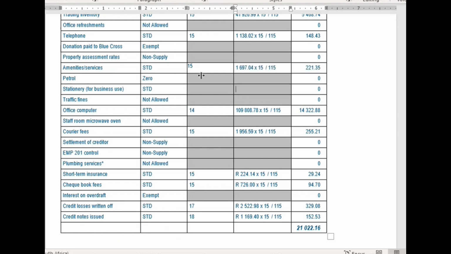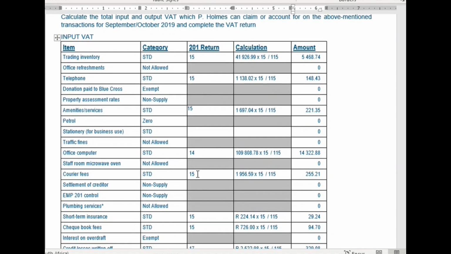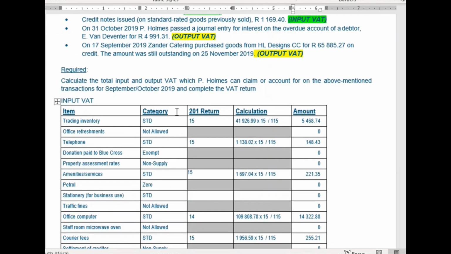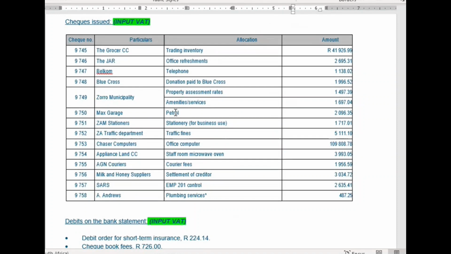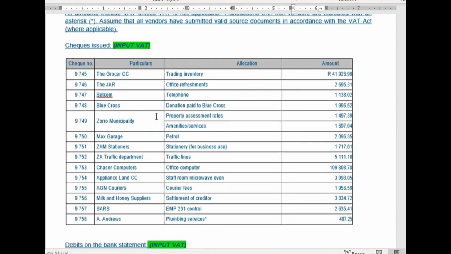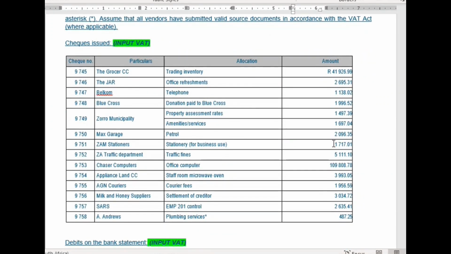I hate the way that I've done some of the things in table design and others. So because it's standard, I now have to go and look and see what we paid for that stationery. Stationery for business use. We'll just record that amount.